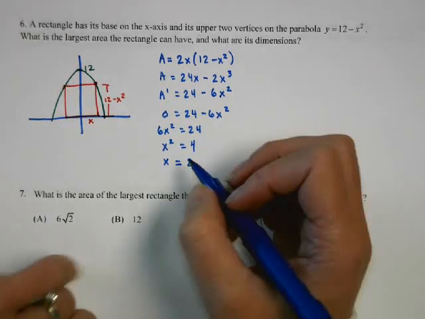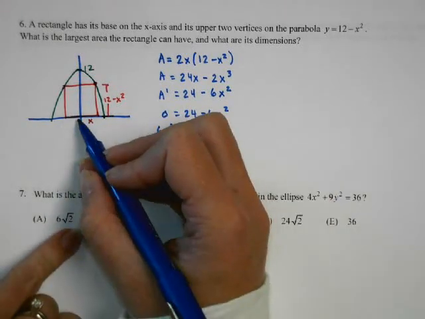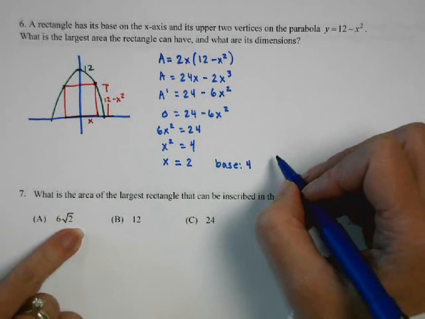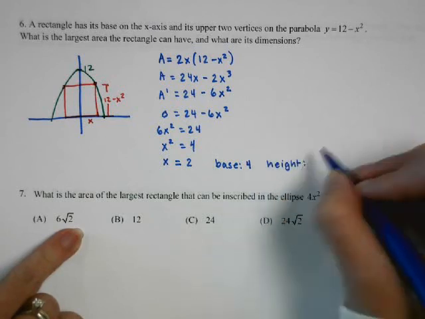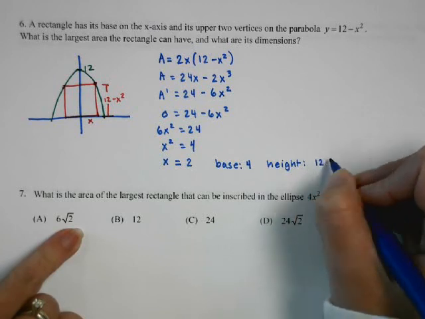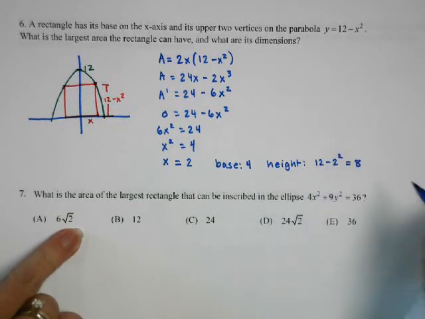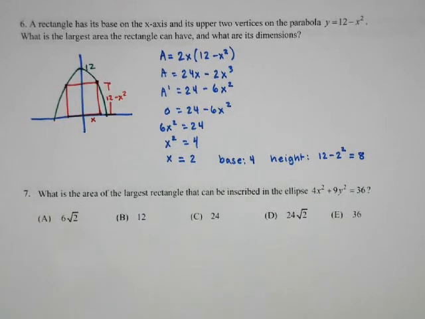So the dimensions, the base of this rectangle, if this is 2, that means the base is going to be 4. And then the height is going to be 12 minus x squared, so 12 minus 2 squared, which is going to be 8. So those are the dimensions of the rectangle with the biggest area.